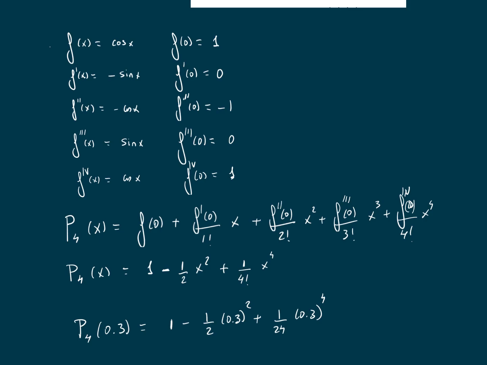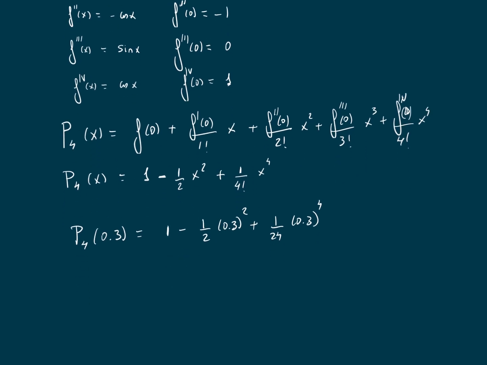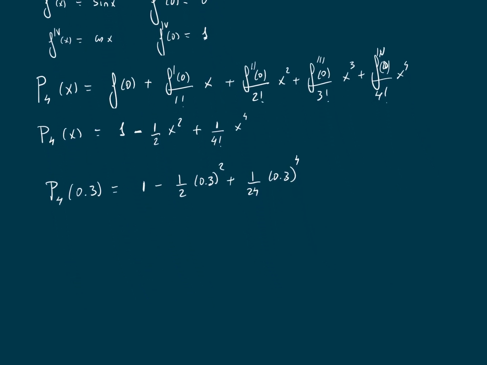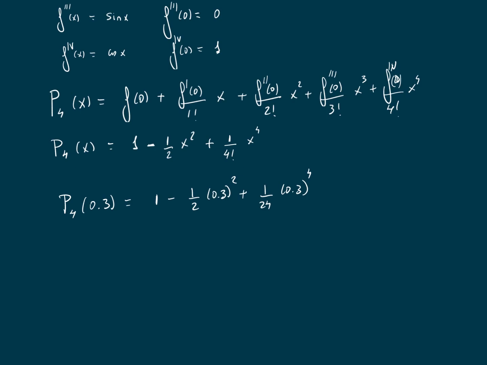So what is the polynomial evaluated at 0.3? This will give us an idea of what is the value of the function at the point x equals 0.3. The function is cosine of x, so only even terms appear, because cosine of x is an even function. F of x is equal to f of minus x, so it's an even function. It means that only even exponents will appear in the polynomial.